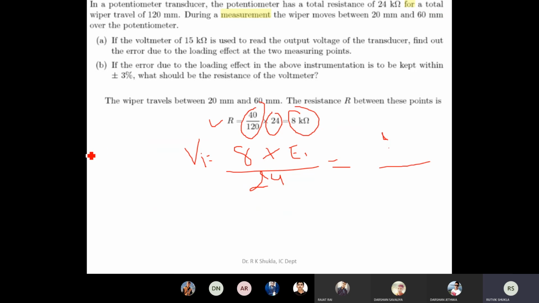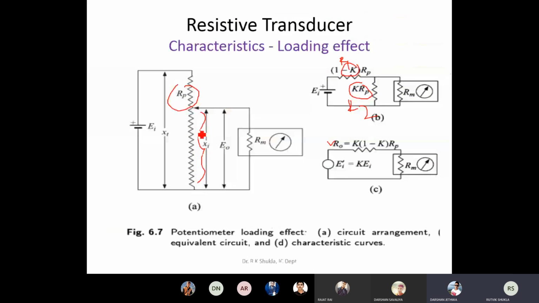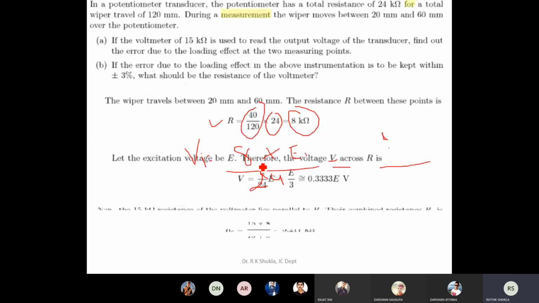How much should we ideally get? So look at this same circuit. Now suppose there is no voltmeter and I am going to find the voltage across this E0. So how much will E0 be? E0 is equal to R2 upon RP into EI. That is your output. Now I am doing the same thing over here.